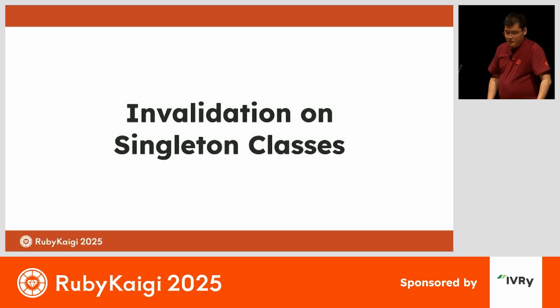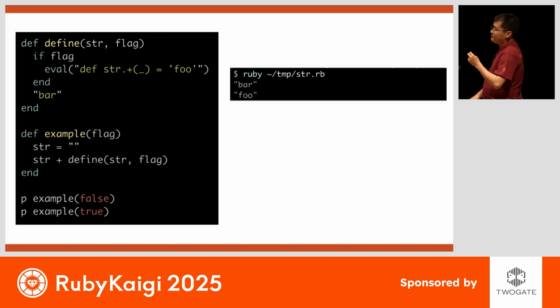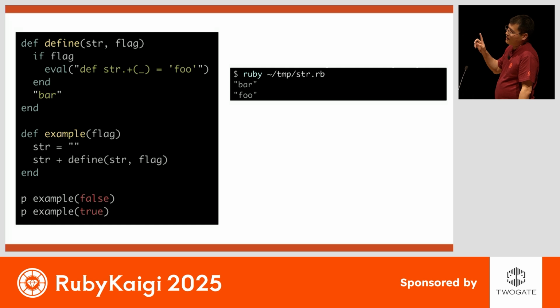So another example I want to talk about is called invalidation on Singleton classes. It's another optimization we added to 3.4. In this example, the example method defines the string local variable and then concatenates another string returned from the define method, that's bar. If you don't set the flag to true, then it's going to concatenate empty string and bar, so it's going to return bar.